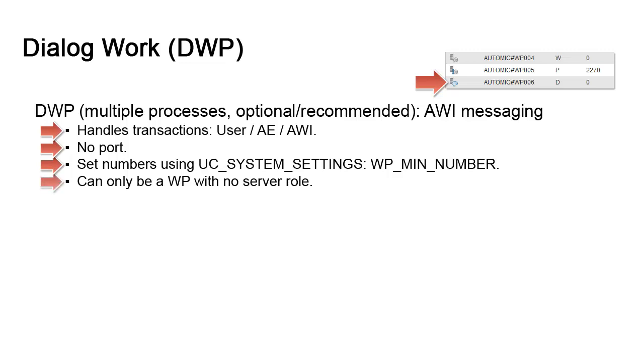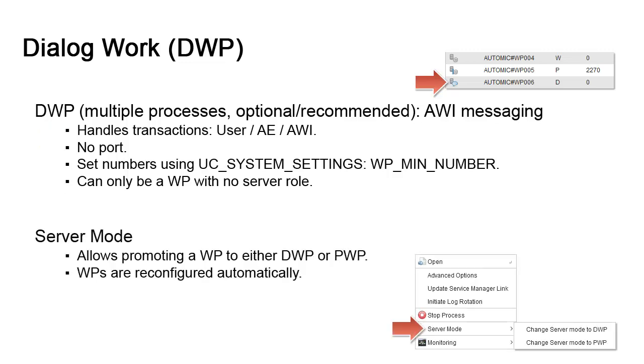Note that no WP with a server role, something we explore in another video on processes, can be converted to a DWP. To perform the conversion, we have a function called server mode in the context menu. This allows us to switch a WP to either PWP or a DWP. When we do so, processes are reconfigured automatically.